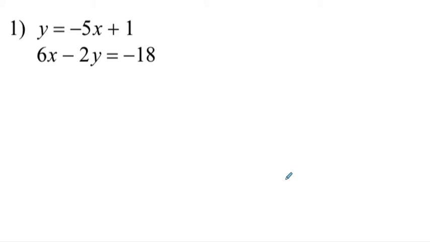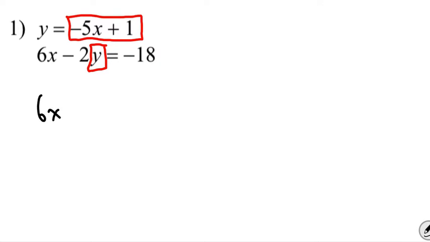Now remember, one of these equations will always be equal to a variable. So that means that negative 5x plus 1 is the same thing as y. So I will come down in my second equation and I'm going to substitute or replace this y with negative 5x plus 1. Okay?